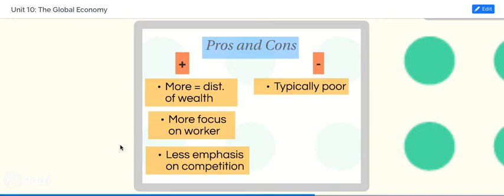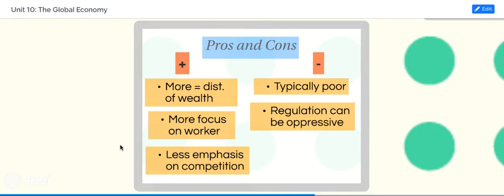I'm doing great. All right, so typically people are poor. Regulation can be oppressive. If you do have a lot of government regulation on what can be made, what can't be made, how this has to happen, it can be a little bit oppressive.